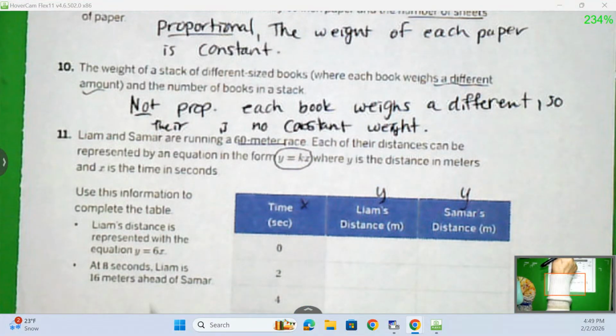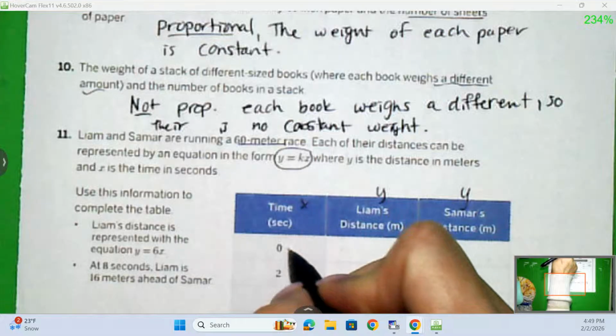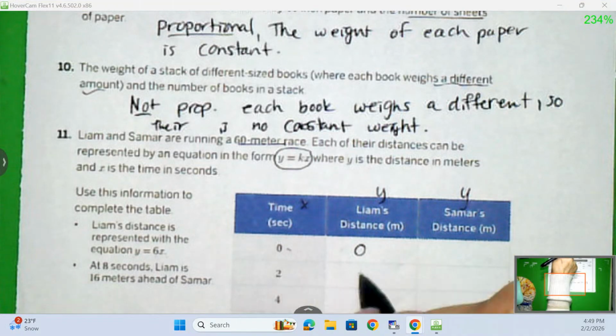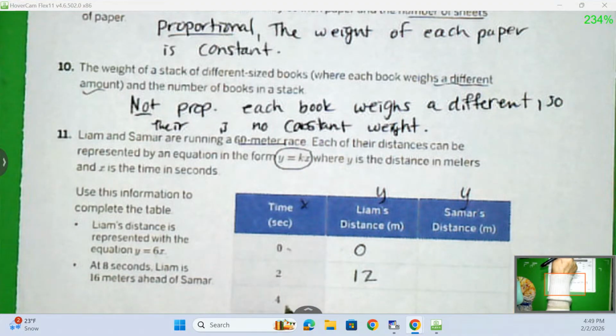Liam's distance is represented with the equation y equals 6x. So whatever x is, we're going to multiply by 6 to get our y. So 0 times 6 is 0, 2 times 6 is 12, 4 times 6 is 24, 6 times 6 is 36, and 8 times 6 is 48.